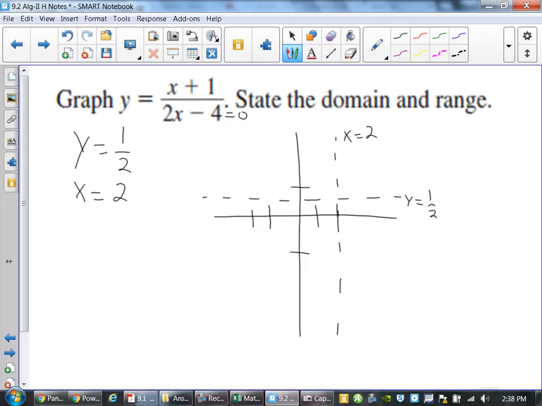So I'm going to pick 1 and 0. And then I'm going to pick 3 and 4. Because those are just the next numbers to the right and to the left of it. If I use 1, I get 2 over -2, which is -1. At 1, we're at -1. If I use 0, I get -1/4.